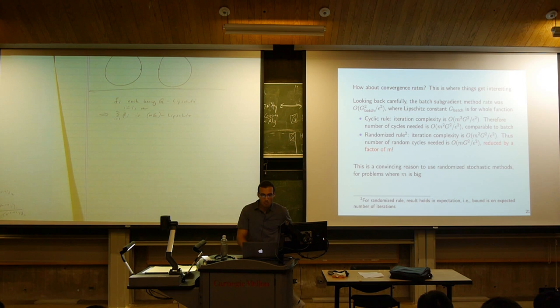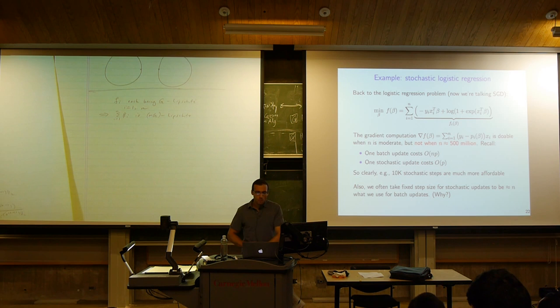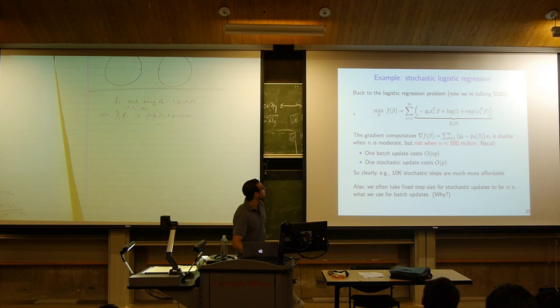Okay, so that was it with rates. Let me just put this in the context of an example before we finish off with subgradient method. Let's go back to the logistic regression problem, where suppose I'm trying to fit a classifier to some labels y_i, which are 0, 1, over a bunch of different instances or observations from predictors x_i. This is the standard logistic regression problem.